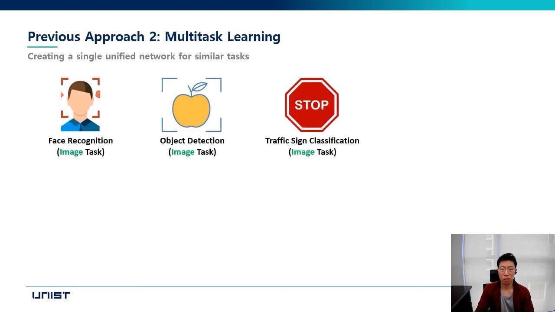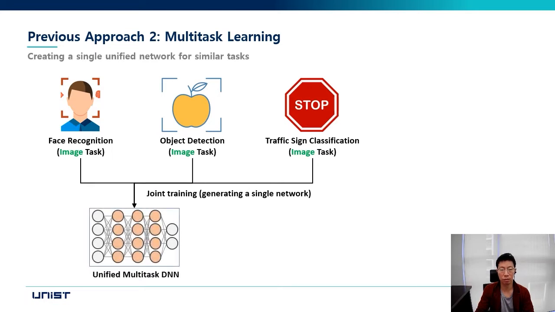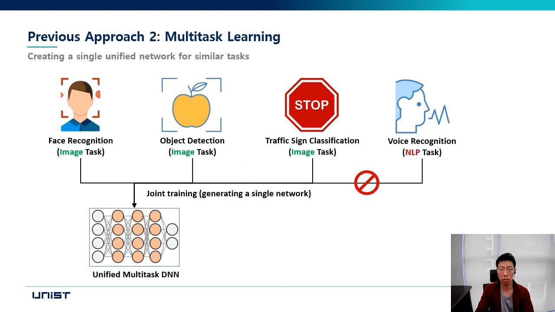Another approach is multitask learning. Given multiple DNNs, multitask learning generates a single unified DNN by jointly training all the DNNs together at the same time. Although the multitask learning approaches can achieve some memory saving by generating a single DNN model for all tasks instead of generating an individual model for each DNN task, it only works for DNNs having similar network architectures that perform similar tasks.